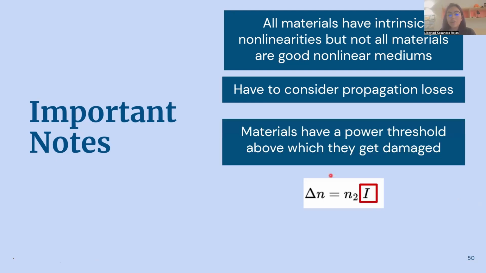Another thing that's important to consider is the fact that materials have a power threshold above which they will get damaged. So you cannot just infinitely throw light or a really high intensity beam into a material thinking you're going to get a really high change in nonlinear effective index, because you're going to damage the material before you are actually able to extract what you want, which is the nonlinear effect. So that is something that always has to be considered, especially in experimental work. Sometimes when it comes to simulation or numerical analysis, it can be disregarded, but it's really important if you want to put things into practice.